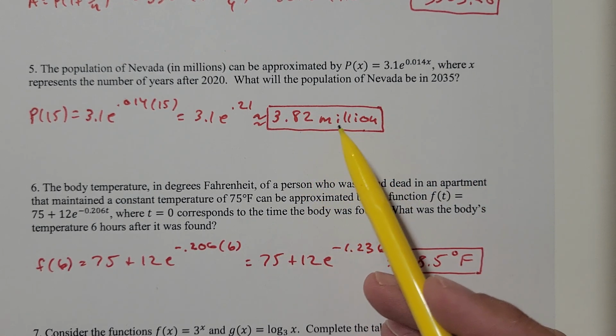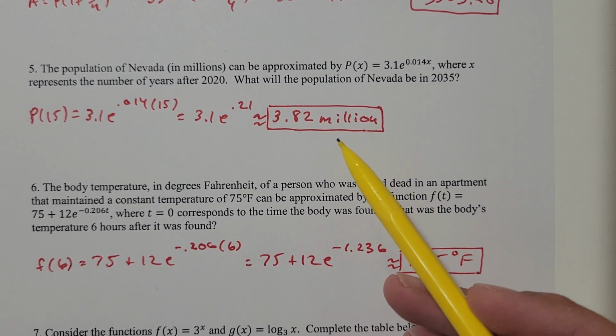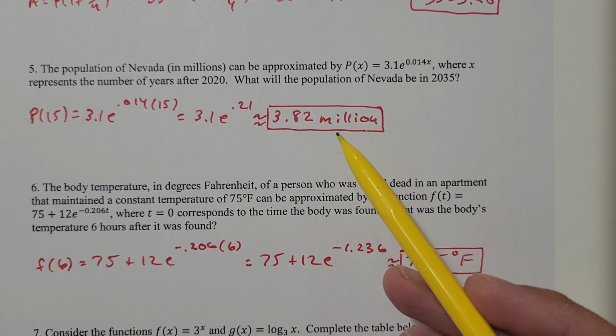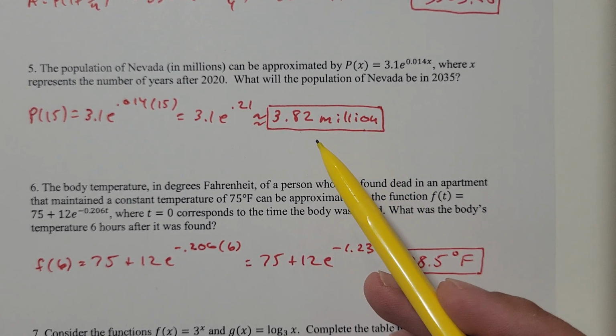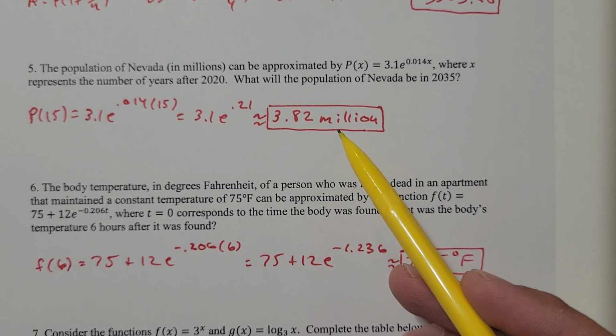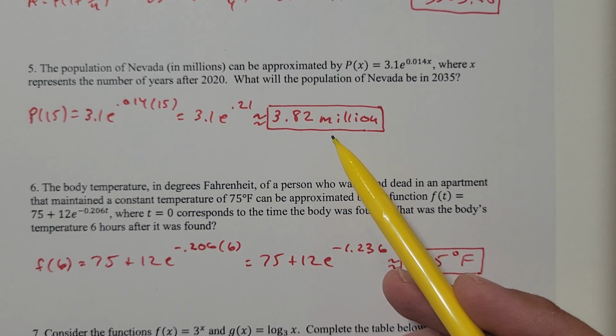Okay, make sure you have the units there. There's not roughly 3 people in the state of Nevada, right? So 3.82 million people. Okay.